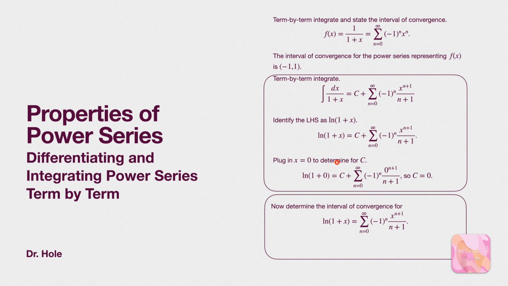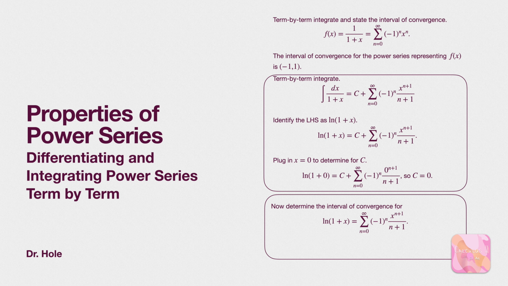Okay. Now, we have this constant of integration. Can we do anything about it? Yes, we can. We can plug in x equals 0. If we plug in x equals 0, the entire series will evaluate to 0. Plug in x equals 0 on the left and get ln of 1. ln of 1 is 0. Thus, the constant c is 0.